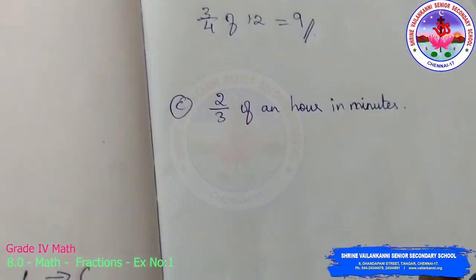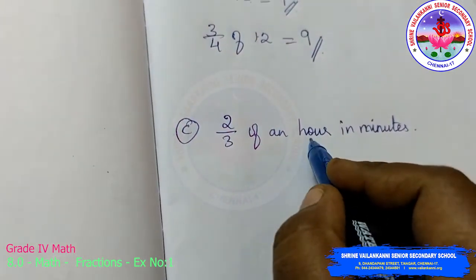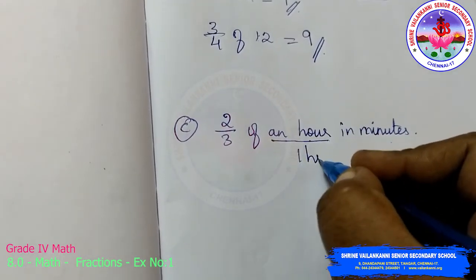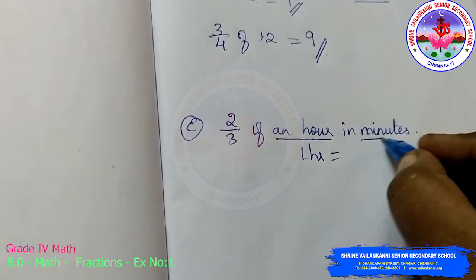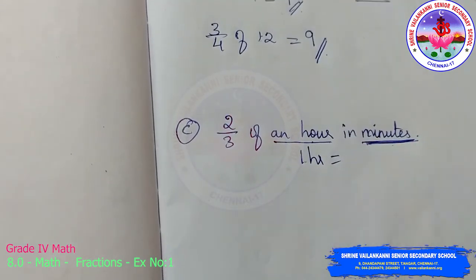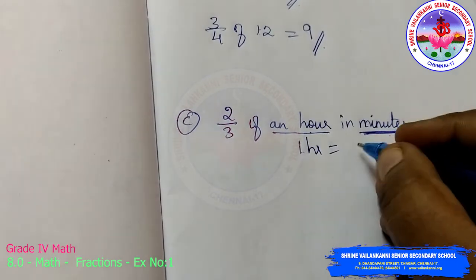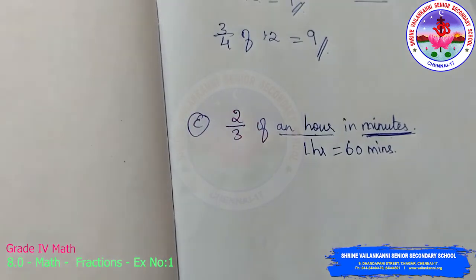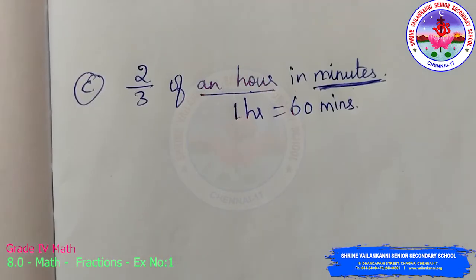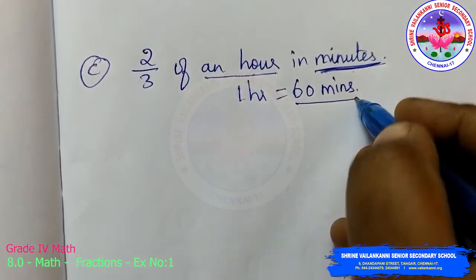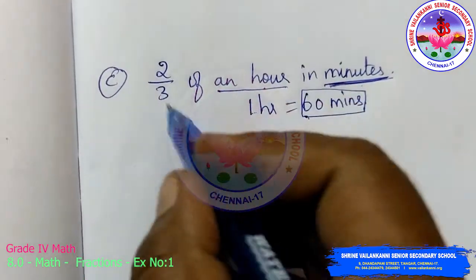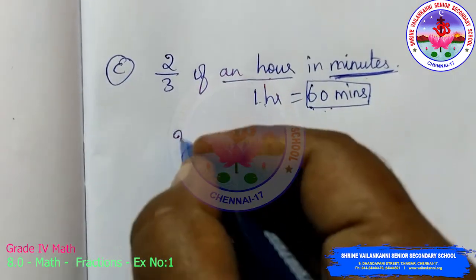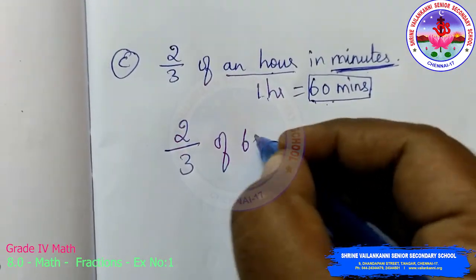One more: 2/3 of an hour in minutes. Of an hour means 1 hour. So 1 hour is equal to how many minutes? In 1 hour, how many minutes will you have? 60 minutes. So with this 60 minutes we are going to find 2/3 of 60 minutes. That is, 1 hour is equal to 60 minutes, so we find 2/3 of 60 minutes.